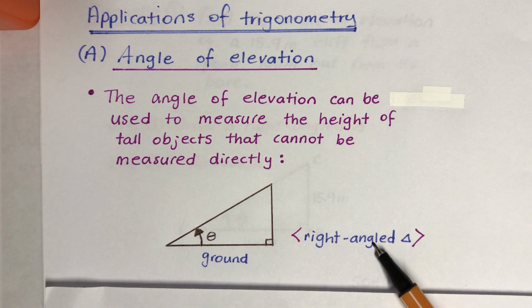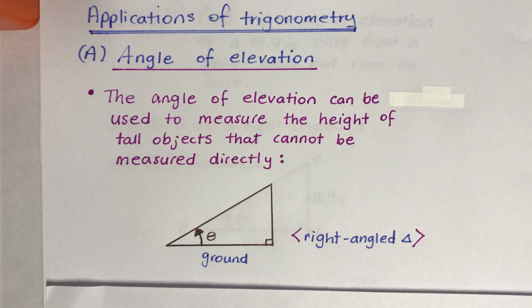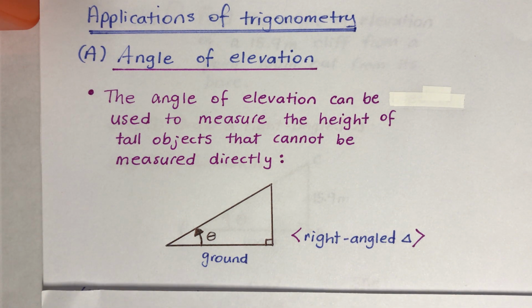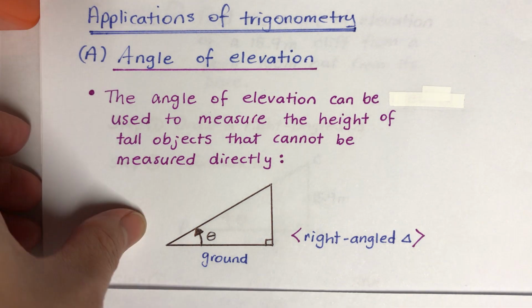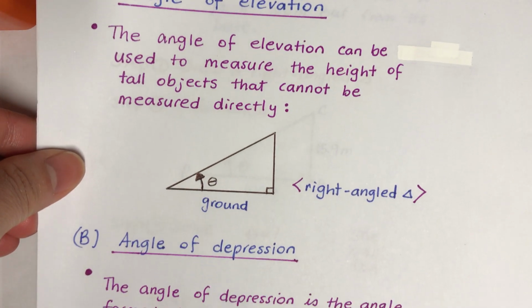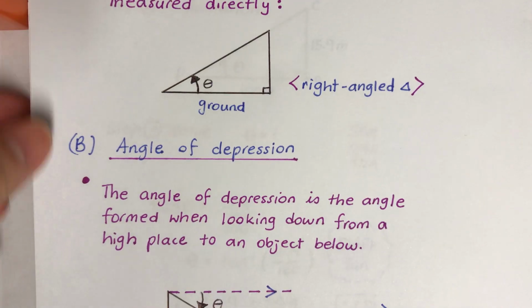Okay, and also the angle of elevation and angle of depression both use the right angle triangle. So when you think about a right angle triangle, you really need to think about SOH CAH TOA. Okay, all right, so that's the elevation. What about depression? Let's have a look.